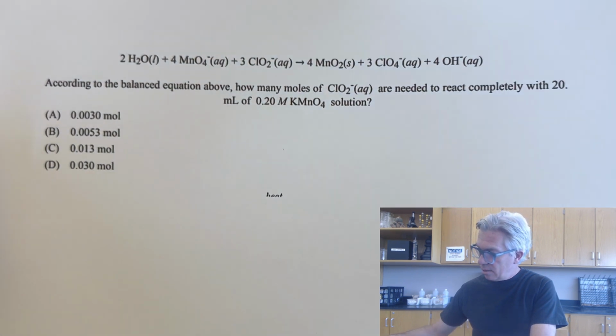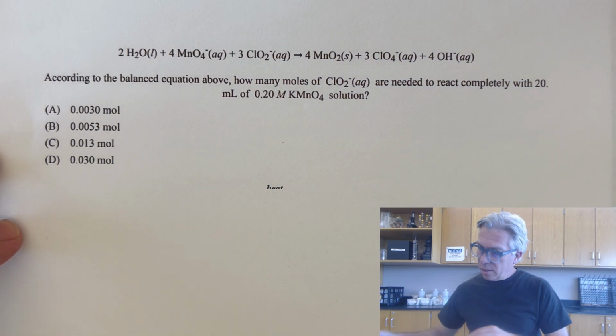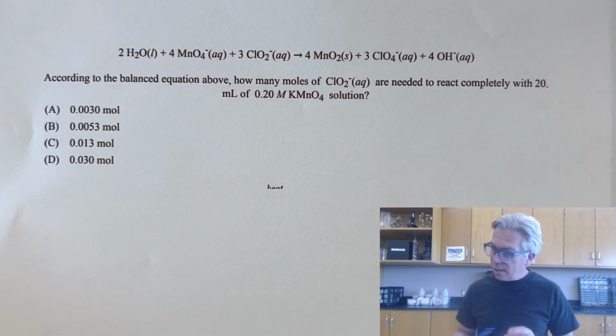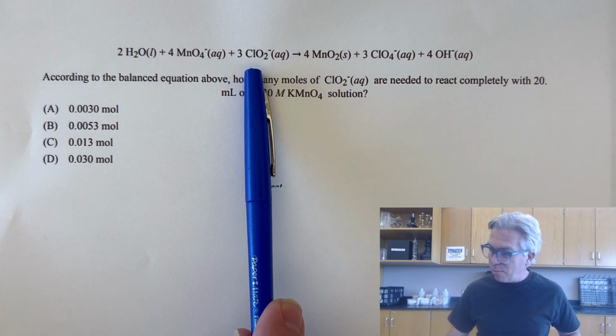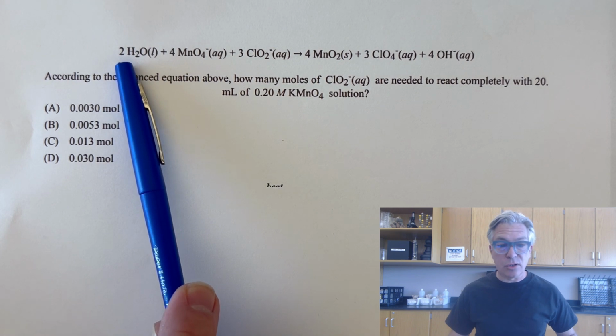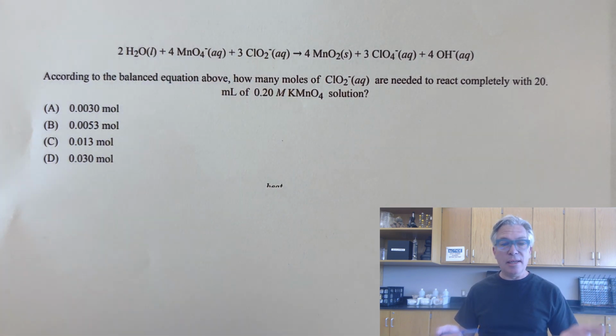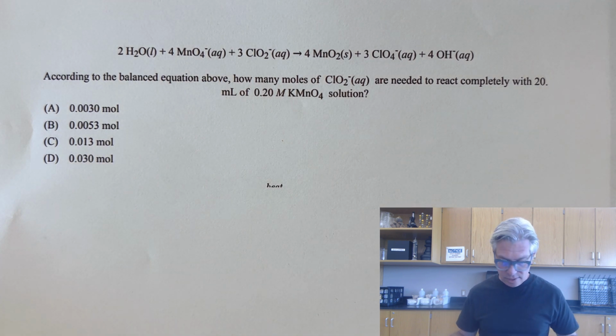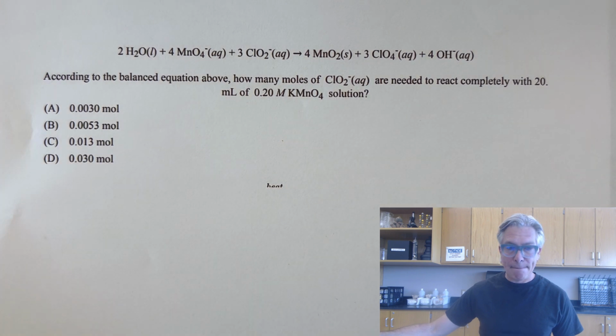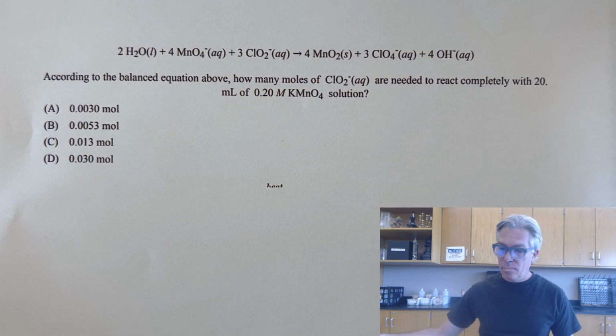Here's another one. According to the balanced equation above, how many moles of ClO2 are needed to react completely with 20 milliliters of 0.2 molar KMnO4 solution? So here we have a volume and a molarity. Take a moment, get it to moles, apply the ratio, and see what your answer comes out to be. You can hear all the pencils furiously scratching out there.